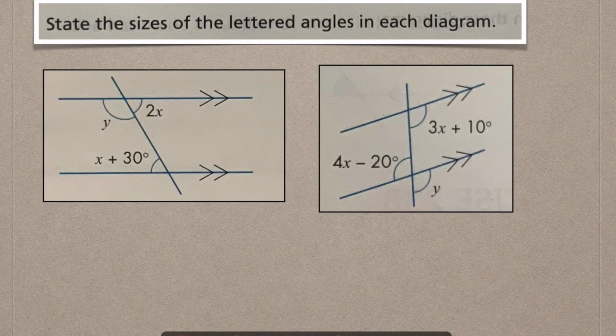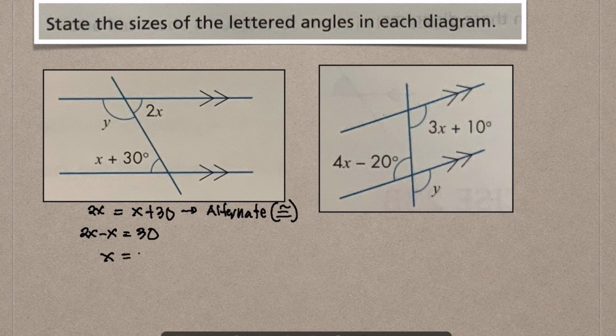Kindly check the next illustration here. We have the first one. To solve for X, we set 2X equal to X plus 30 because they are considered alternate angles, therefore congruent. So we have 2X is equal to X plus 30. Next, solve it algebraically. Combining X, X is equal to 30. So that's the value of X.